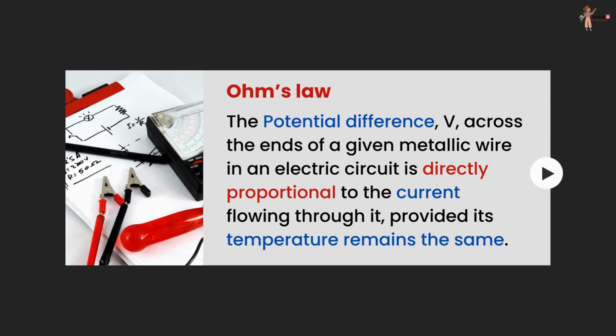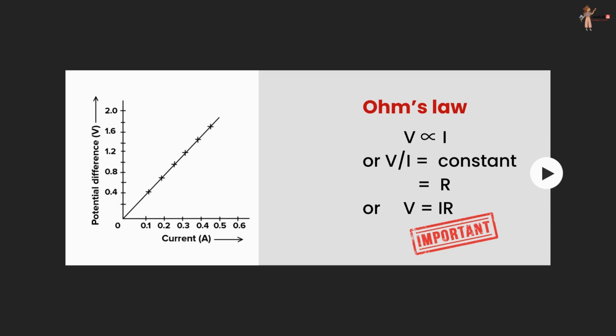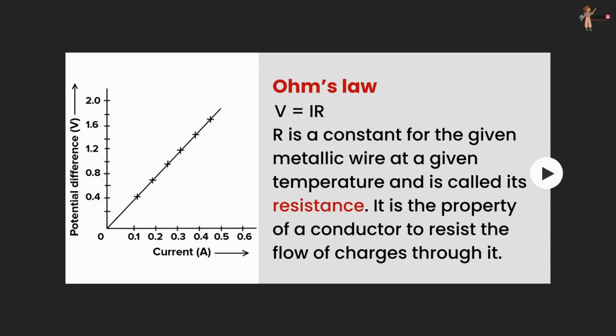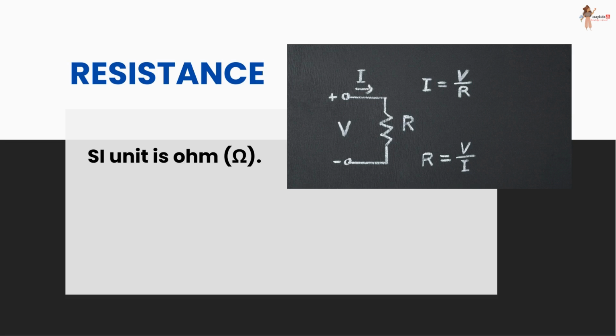Now, this is called Ohm's law. In other words, V is directly proportional to I. That means V upon I is a constant, which is equal to R. Hence, V is I times R. R is a constant for the given metallic wire at a given temperature and is called its resistance. It is the property of a conductor to resist the flow of charges. Its SI unit is ohm, represented by the Greek letter omega.